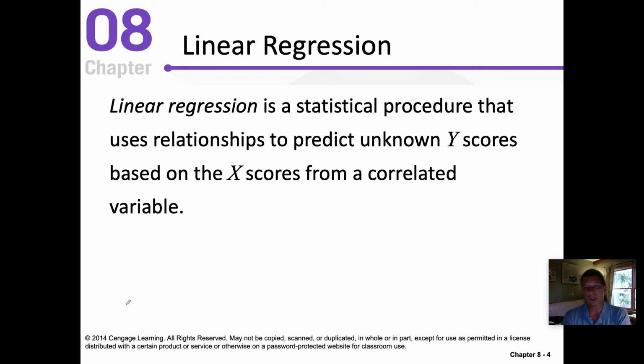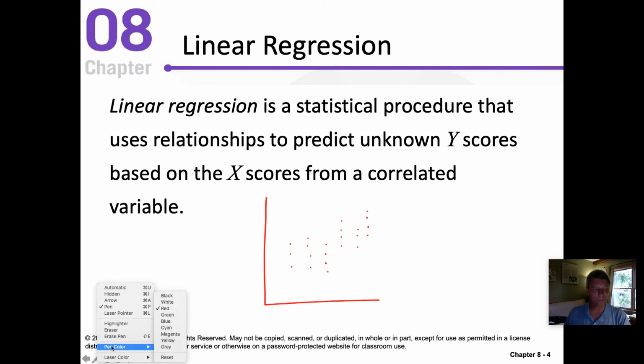Okay. Let's start with the definition of a linear regression. A linear regression is a statistical procedure that uses relationships to predict unknown y scores based on the x scores from a correlated variable. So essentially what we're going to do here is take an xy axis, and we're going to have a bunch of data, and notice that they're all in line. So these are the various y values for certain values of x. All right, and so there's my scatter plot here.